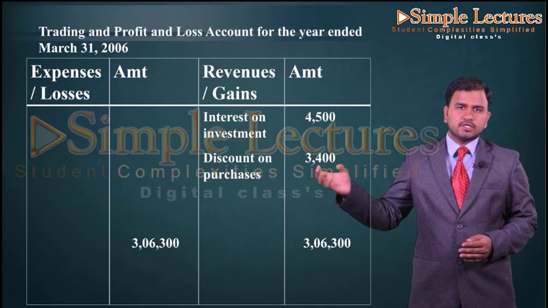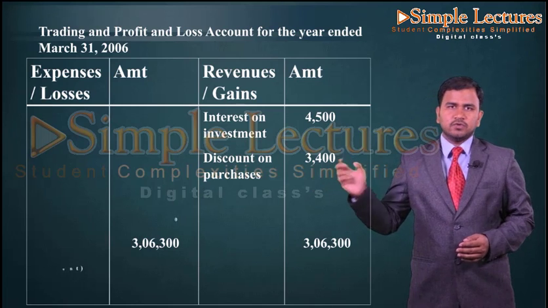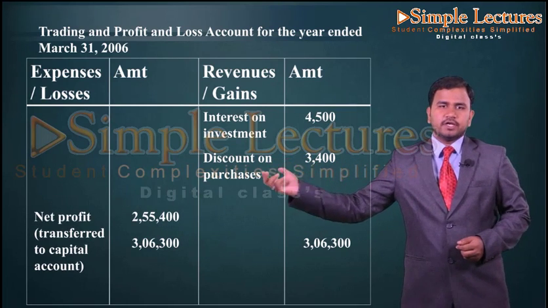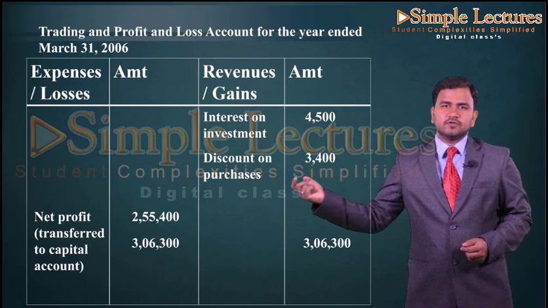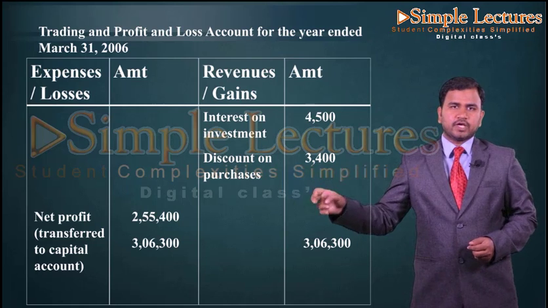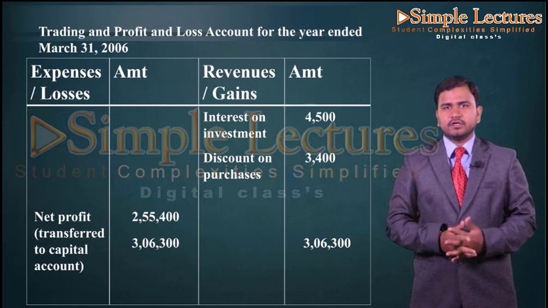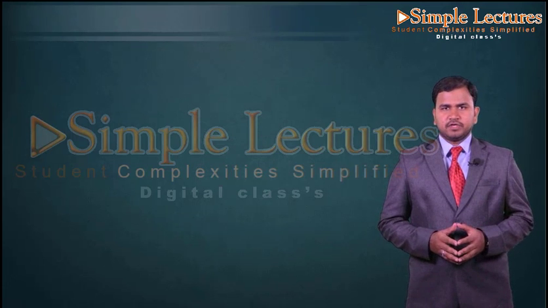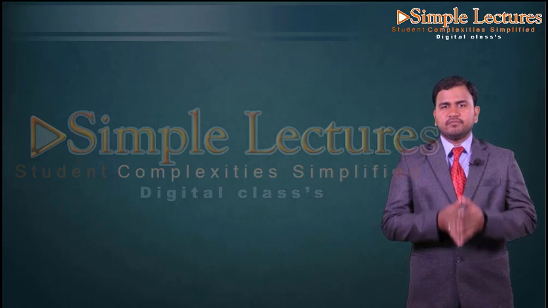If we deduct this, the difference amount we are getting is 2,55,400. So that will be recorded as net profit transferred to partners' capital account. So here whatever net profit we have, it will be added to the capital in the balance sheet. After completion of trading and profit and loss account, let us prepare now the balance sheet.